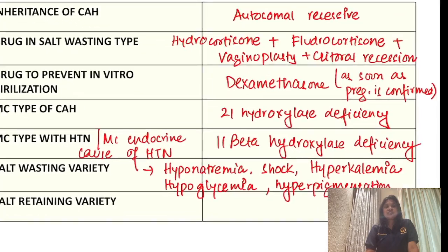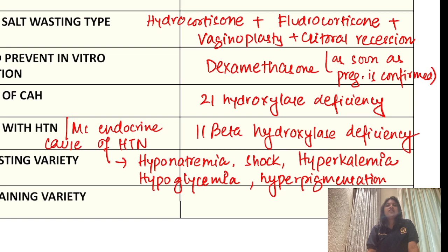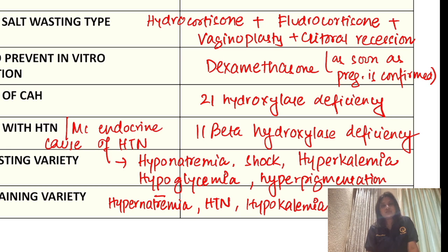Next is the salt retaining variety. In the salt retaining variety, as the name suggests, there is retaining of salt. So we'll have hypernatremia. If there is hypernatremia, there is increased blood volume that will present with hypertension. If there is hypertension, we are going to have hypokalemia. And again, if there is a cortisol deficiency, we are going to get hypoglycemia and hyperpigmentation as the common findings.